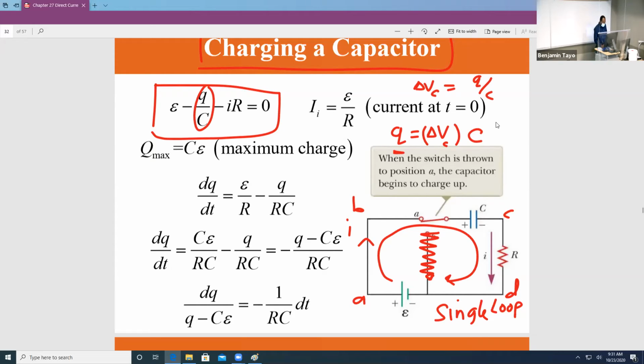Now we know that the current I is the rate of change of charge with respect to time. So it means that if you go in here and in place of current, you substitute this, you can rearrange this equation and write this equation like this.